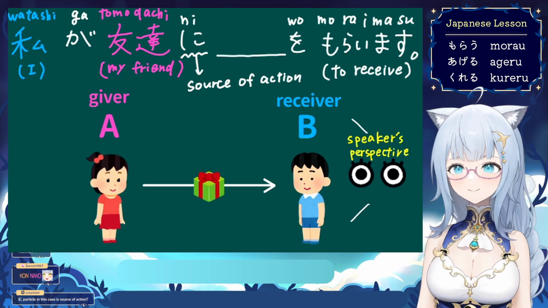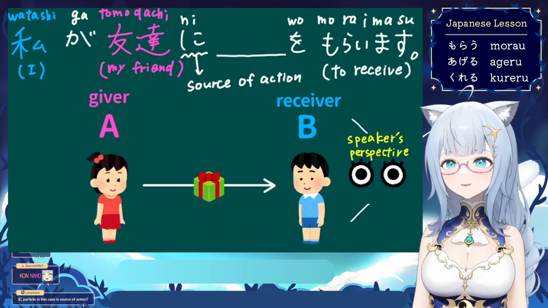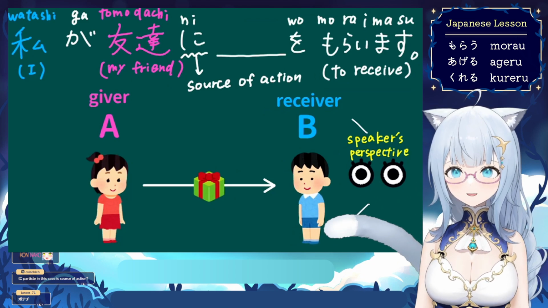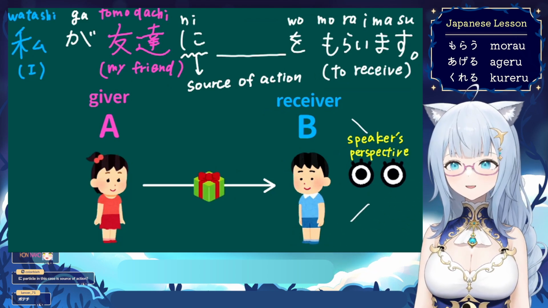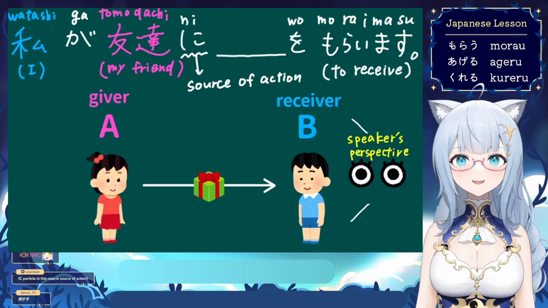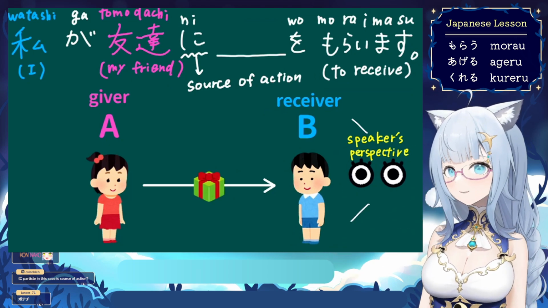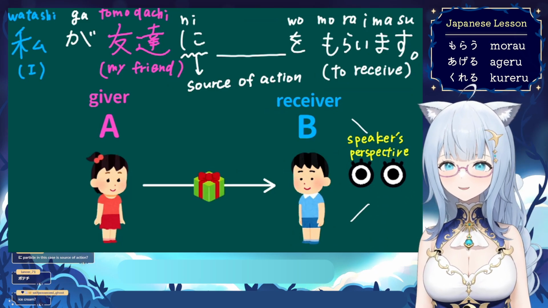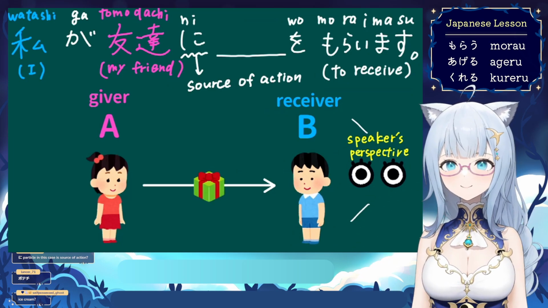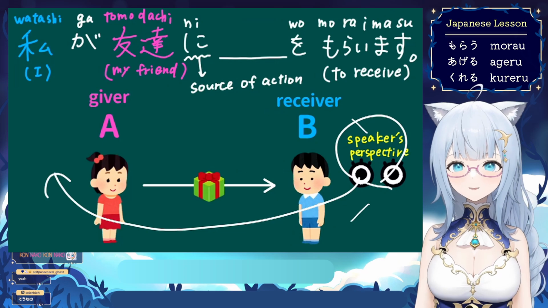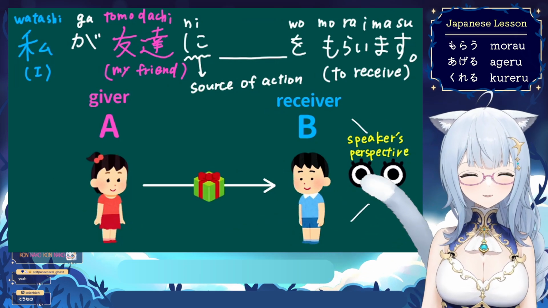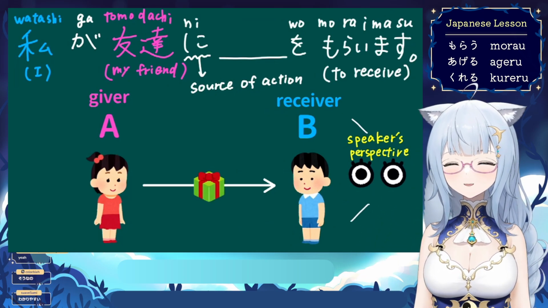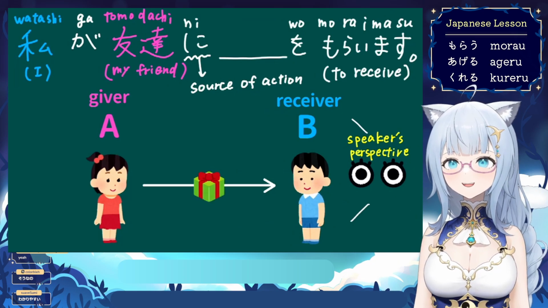そうです。So when I compare 私 and 友達, 私 is the closest person to the speaker. So 私, the speaker's perspective should be receiver side. 私が友達に何々をもらいます。If the speaker's perspective is A side, we cannot use the verb to receive. I think you would say I give something.